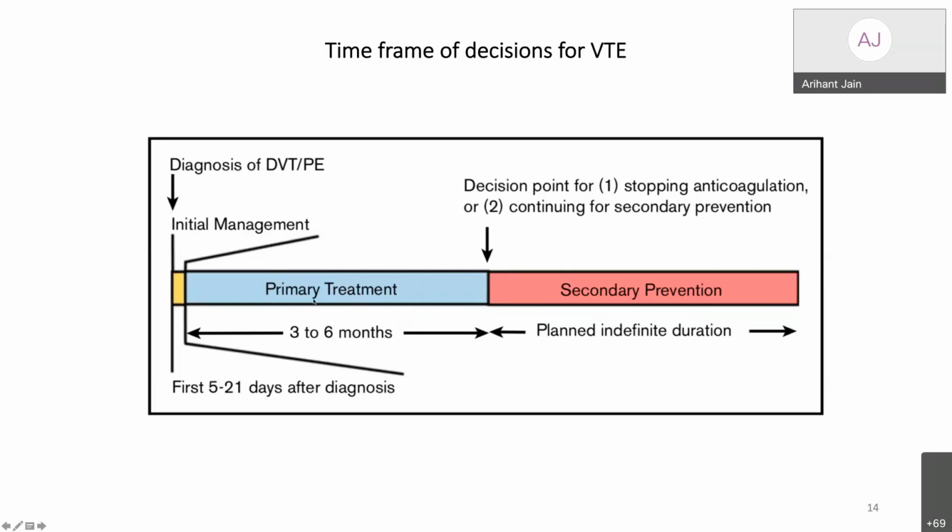Then there is a primary treatment for 3 to 6 months. This is to stabilize the clot so that there is no further embolism. So this can range from a minimum of 3 months to up to 6 months. So that is the primary treatment phase.